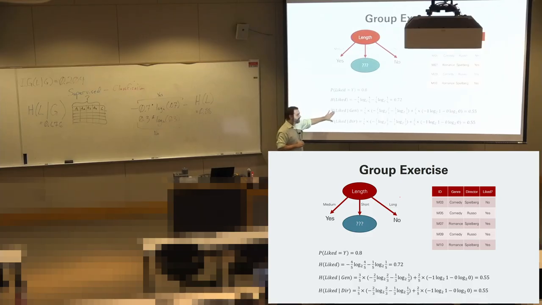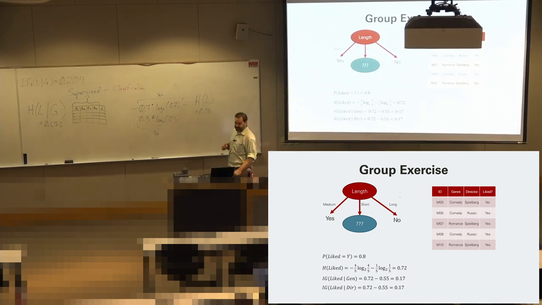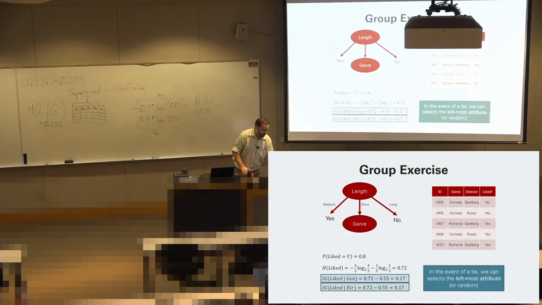You hit the same entropy on both your attributes, which means you're going to hit the same information gain on both your attributes. So what do you do? Do you just pick one? You can just pick one. This is where you pick a random one, pick the first one.